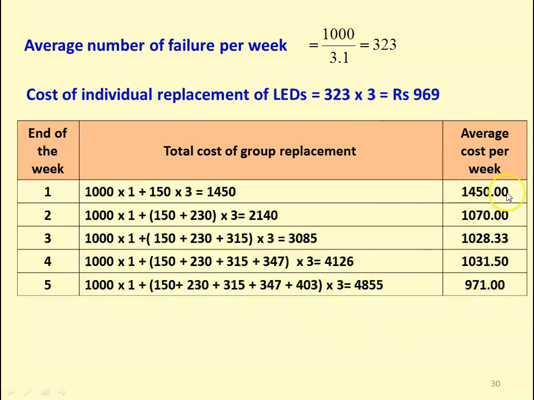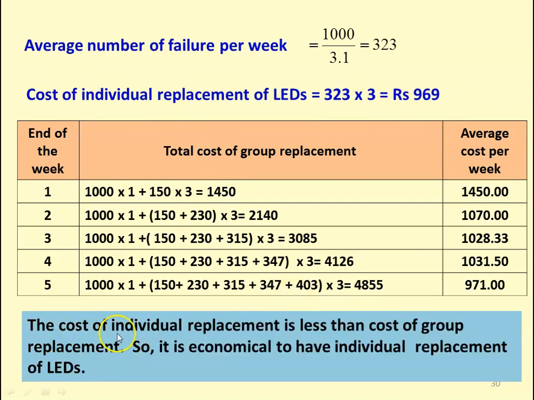So if you look at the last column, the lowest value is 971. So the cost of individual replacement of LED is rupees 969. So the cost of individual replacement is less than the cost of group replacement. So it is economical to have individual replacement of LED. So that is the answer to the problem.